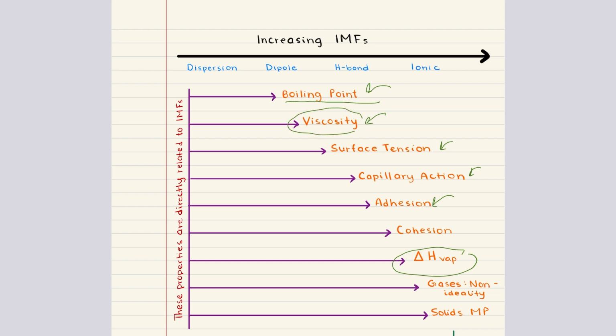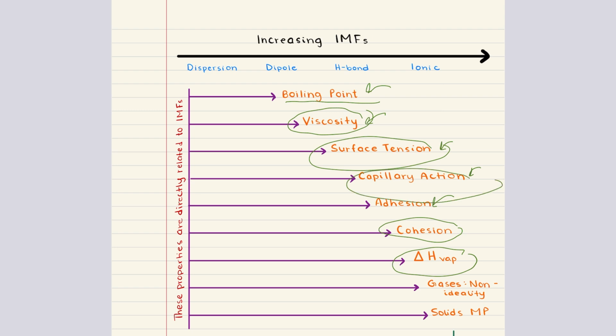Viscosity, which is a liquid's resistance to flow, is also directly related to intermolecular forces. The stronger the intermolecular force, the more the molecules tend to stick together, making it more difficult for the liquid to flow. Surface tension follows a similar pattern. This property describes the tendency of a liquid surface to resist external forces, which is a direct result of cohesive forces between molecules. Then there's capillary action.